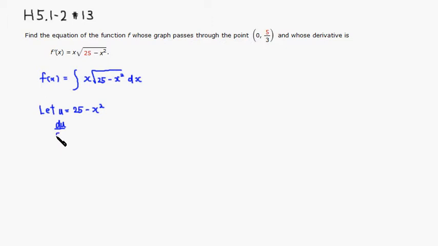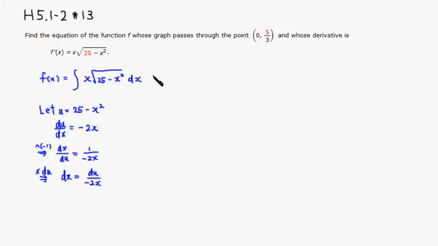du over dx is equal to the derivative of 25, which is 0, and the derivative of negative x squared, which is negative 2x. So take the reciprocal of both sides. You get dx over du, which is equal to 1 over negative 2x. Then we can just multiply both sides by du to isolate dx. So dx is equal to du over negative 2x.